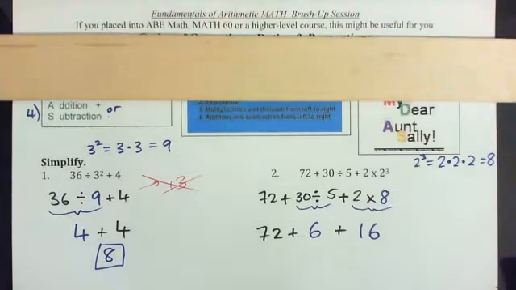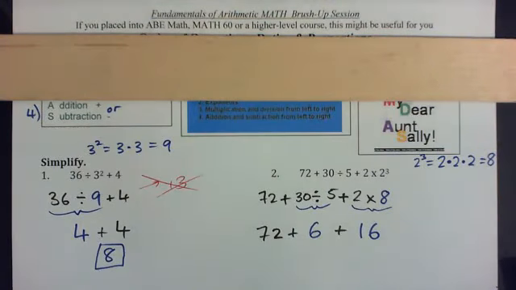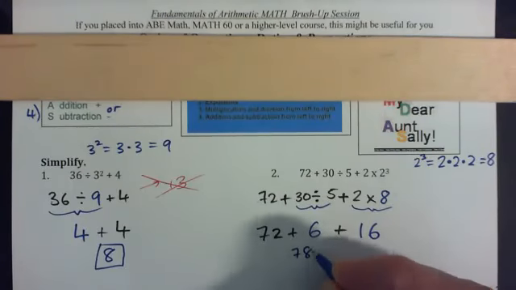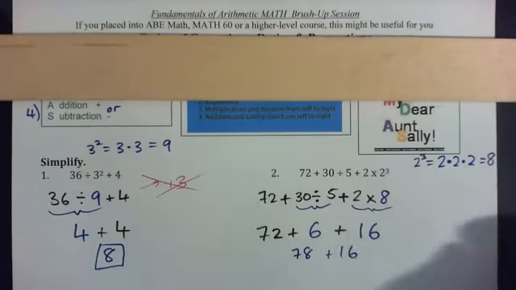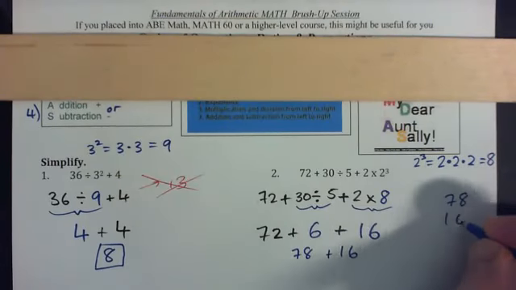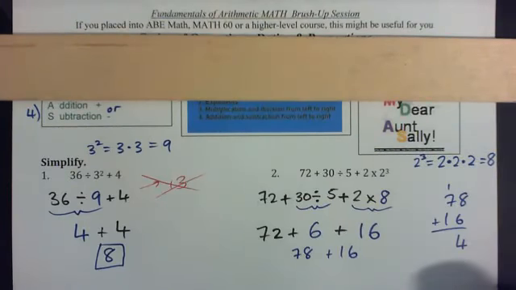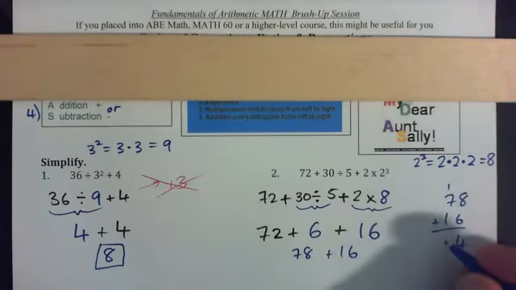So multiplication or division is done. All we have to do now is add or subtract, and I'm sure you'll be able to figure that out. So take your time, add these things up. So 72 and 6 would be 78, right? And then plus 16. Just add them like this to make sure. 8 and 6, 14, carry the 1. Right? 94.